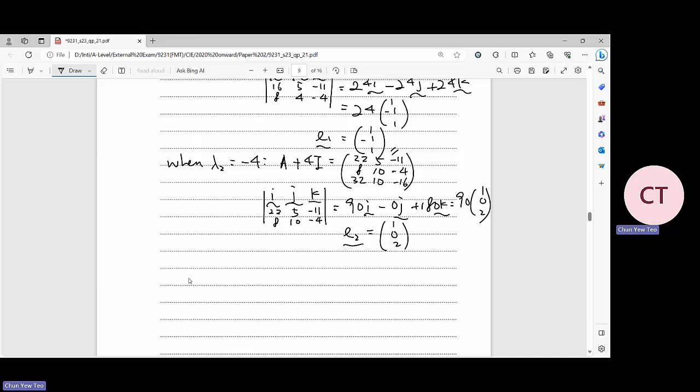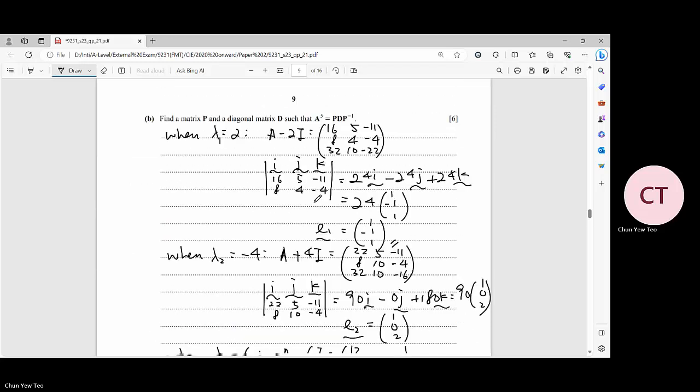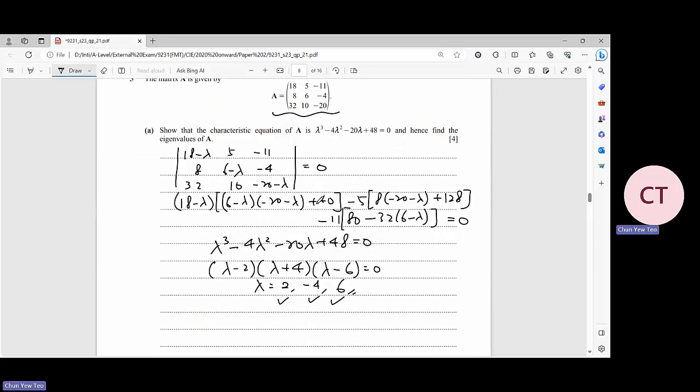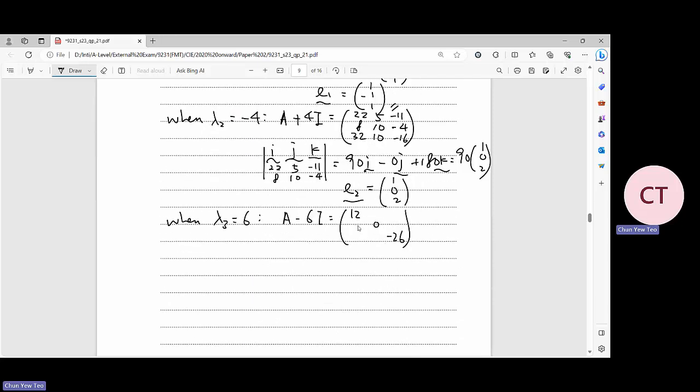Okay, so we'll do the same thing for lambda number 3. Lambda number 3 is 6. So again, you put the lambda inside, you get A minus 6I, so all your diagonal minus 6. Then this one will be 32, 8, 32. This one is 10. This one is 5, negative 11, and negative 4. Okay, so this is what we have.